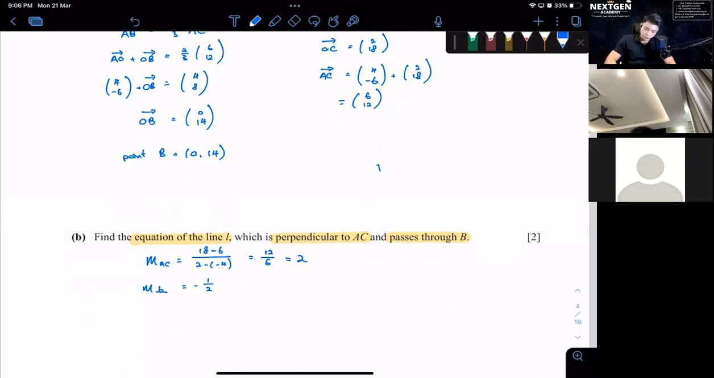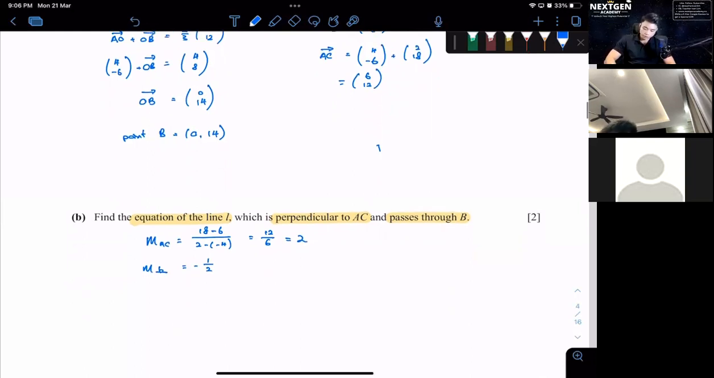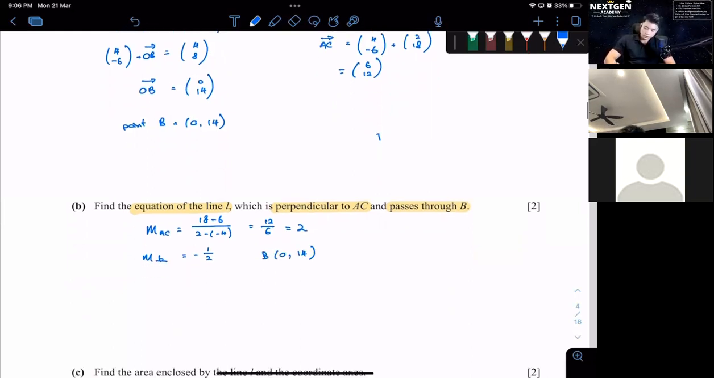Then it passes through B. So make sure your point B is correct. If your point B is wrong, this part here will 100% be wrong also. So we can use y minus y1 equals m times x minus x1. Then y equals negative half x plus 14.